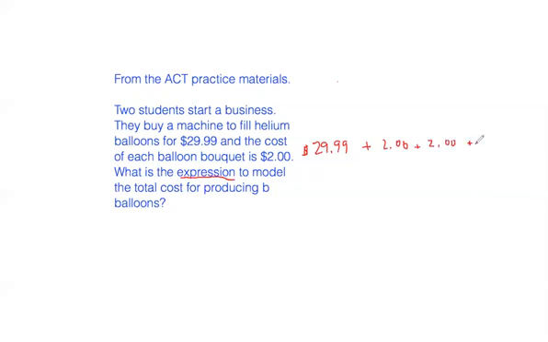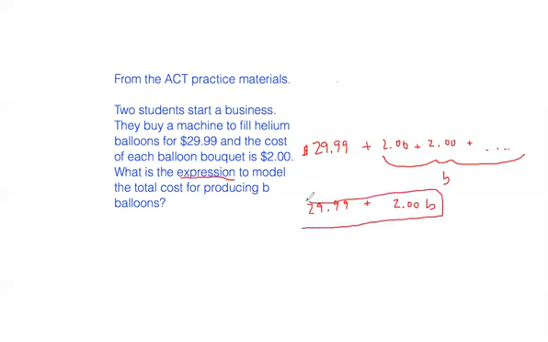The cost of the balloons, the cost of the helium, the cost of the frilly flowers around them, and so forth. But how much are we going to add? How many of those $2 are we going to add? Well, we're going to add B of them. So our expression is $29.99 plus $2 times B. There's our expression for the cost of producing B balloon bouquets.